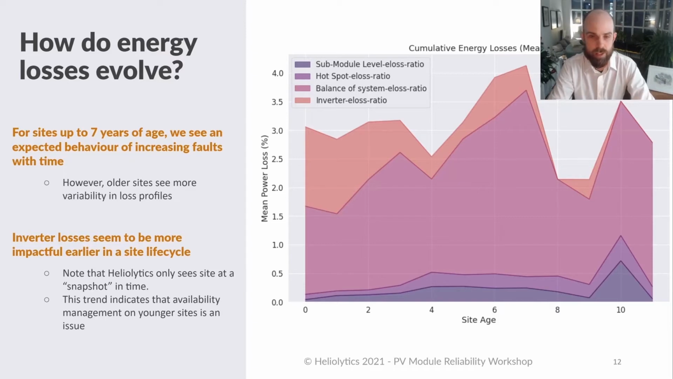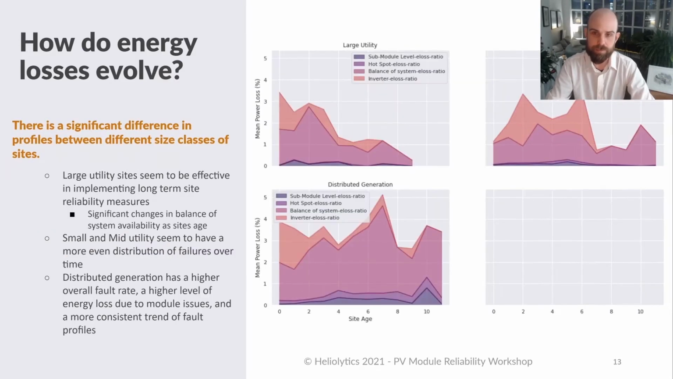So definitely what we're seeing is that earlier sites are having a harder time with availability control, keeping inverters on and predicting when they will go offline. As the sites get older, we're starting to see that get a little bit easier, and we're seeing fewer of these availability issues or inverter failures coming in.